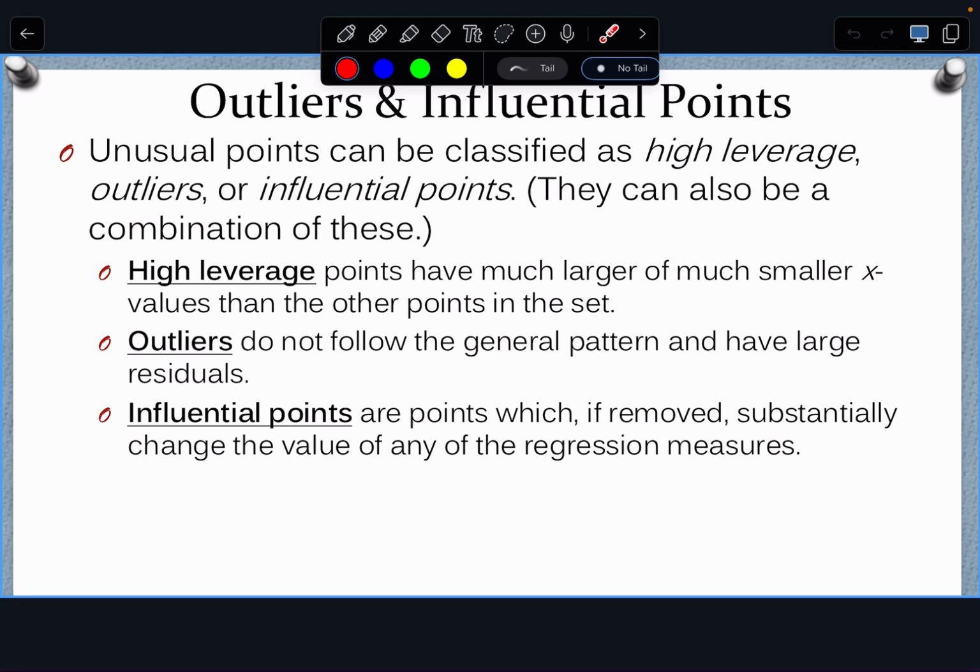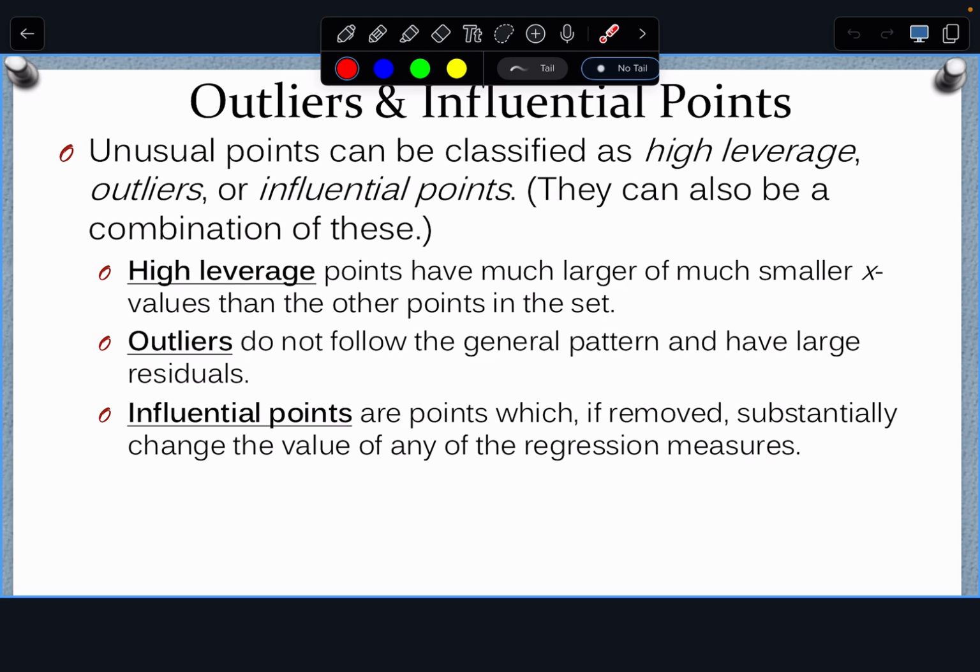Extreme in the x, but in line, didn't change our regression line. Had no effect on slope, no effect on y-intercept, or hardly any at all. But it greatly increased our correlation value and our correlation squared. Didn't change our residual standard deviation much, so it was influential primarily on that correlation and correlation squared value.